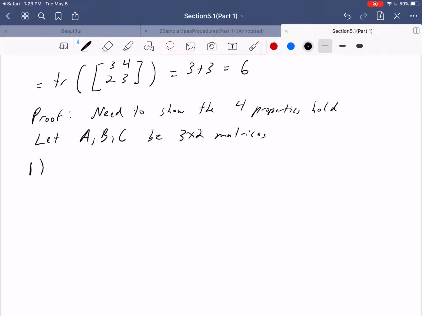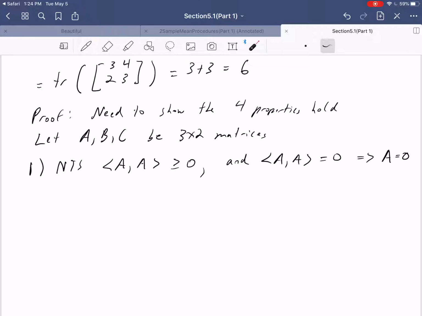Okay. So the first property we need to show is that A with A is guaranteed to be greater than or equal to 0, and A with A equals 0 implies that A equals 0. So in other words, we've got to show 2 things here. We've got to show that the inner product of anything with itself is guaranteed to always be non-negative, and we need to show that if the inner product of something with itself equals 0, that means it actually is the 0 vector. In this case, of course, this would be the 0 vector in M3 of 2, which is all 0 elements.